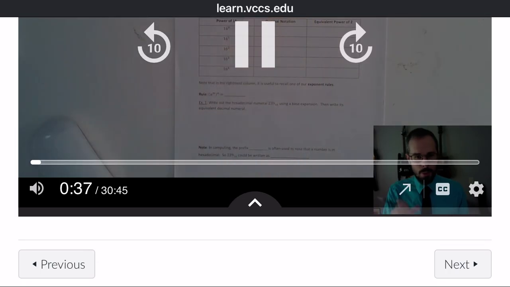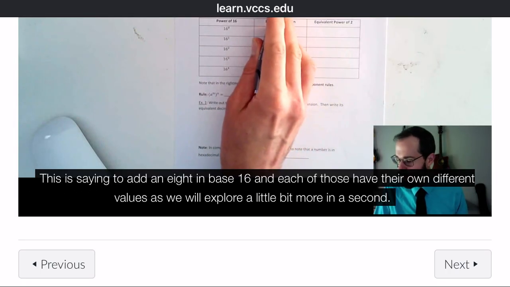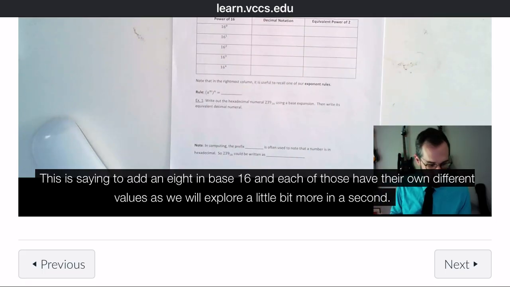Like 2, 8 in base 16, which we don't say 28. We try not to say that, right? This is saying a 2 and an 8 in base 16, and each of those have their own different values, as we will explore a little bit more in a second.